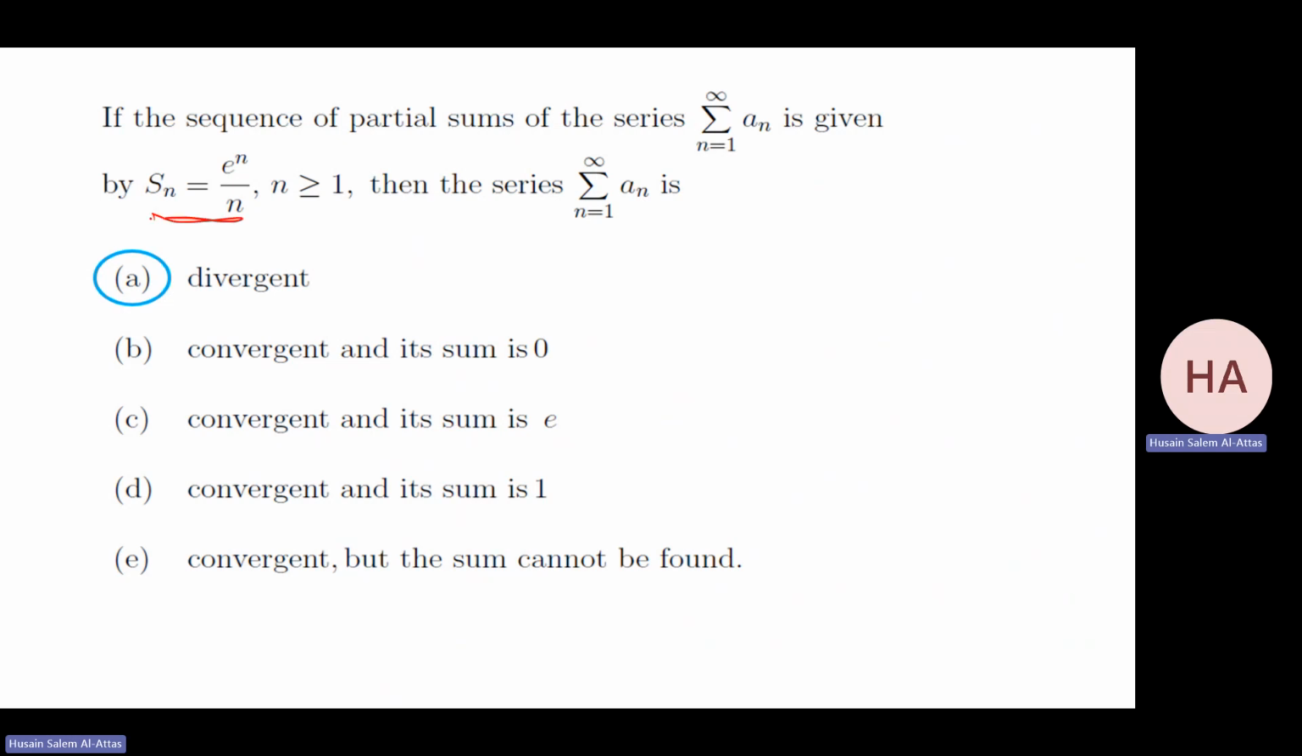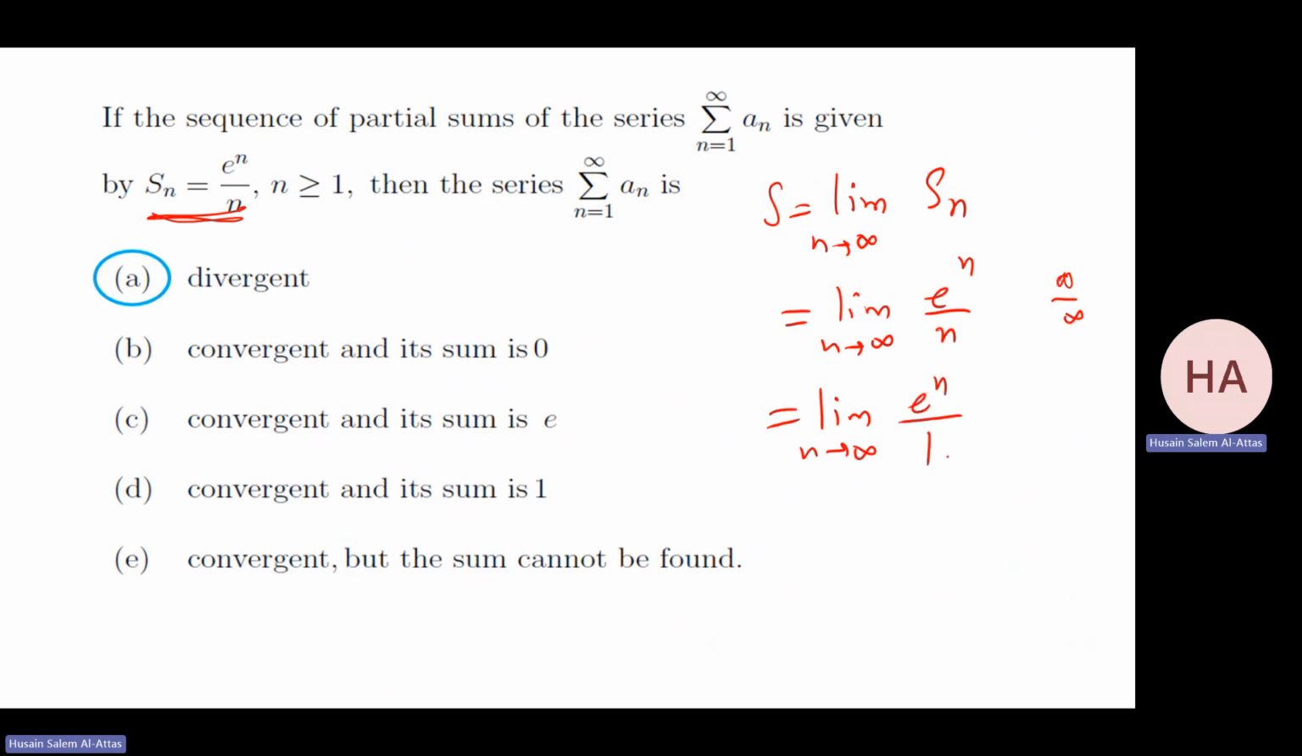Okay. What will happen to this one? He gave you Sn. So S will be the limit as n goes to infinity of Sn, and that will be the limit as n goes to infinity of e to the power n over n. We substitute to get what? Infinity over infinity. So I need L'Hopital's rule. That will be the limit as n goes to infinity of e to the power n over 1, and that will be infinity. So the series will do what? Diverges.